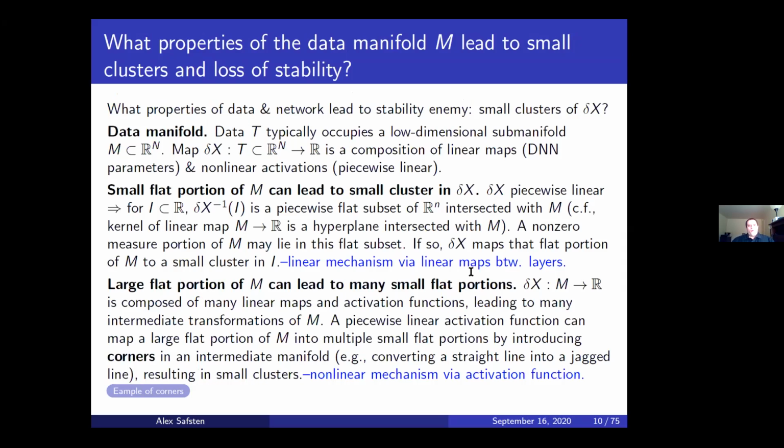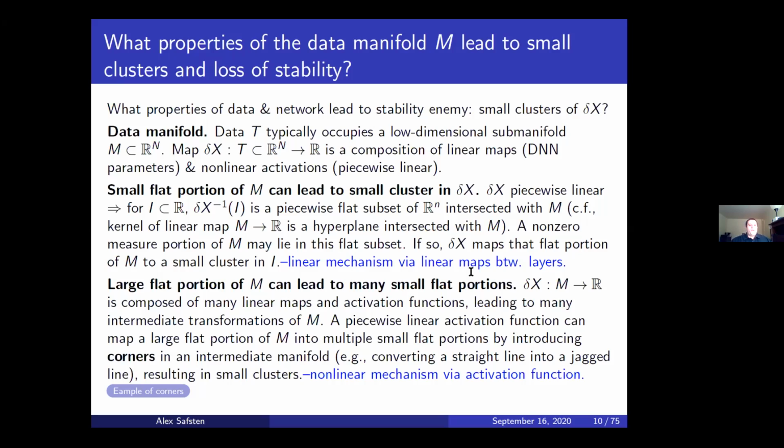We can further explore what properties of the initial data, the training data, lead to small clusters in delta X and are therefore bad for stability. So we'll introduce the term data manifold. This is the manifold that the data points in Rn cluster near. As an example, if we were studying geolocation data on the surface of the Earth, these would be points in 3 dimensions because the Earth is 3-dimensional. However, the surface of the Earth is a 2-dimensional sphere. So the data points would cluster around this spherical manifold as opposed to being a true 3-dimensional data set.